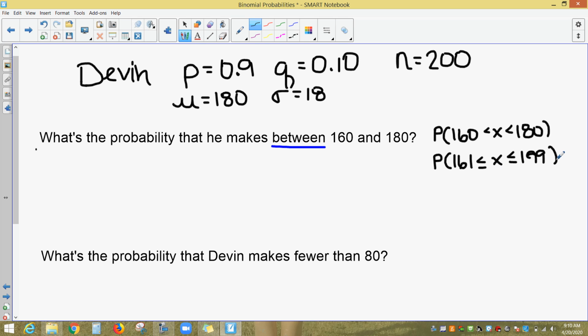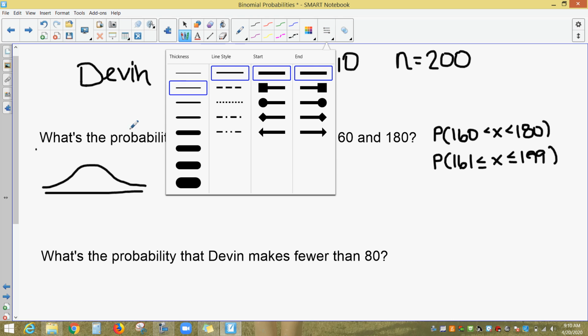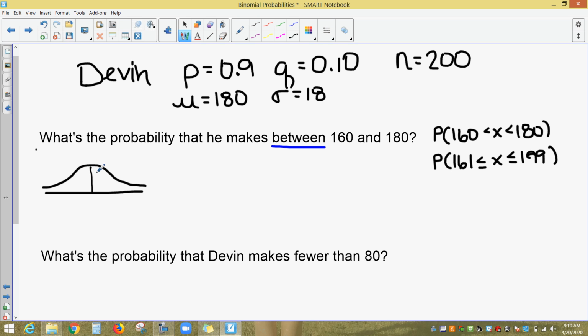So not including, between is not inclusive. So when we're looking at our standard normal curve, and we know the mean of that curve is 180, we're trying to find the probability that he makes between, well, makes 161, 162, 163, clear up to 179.